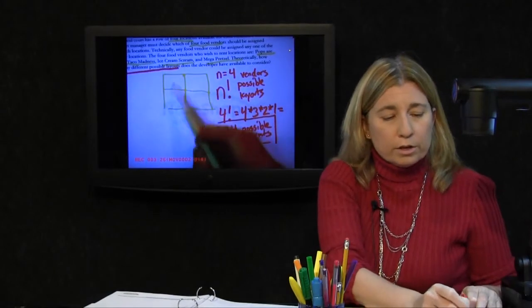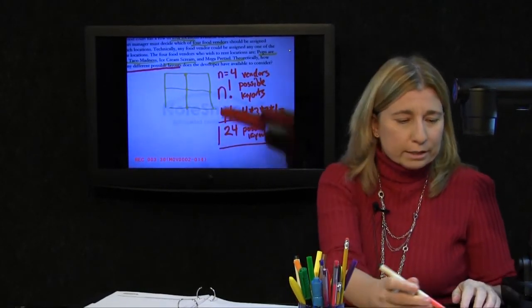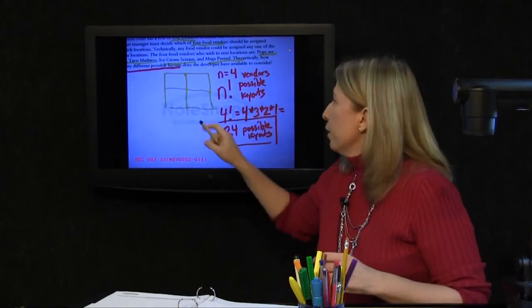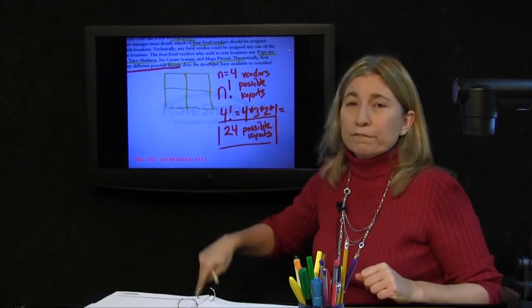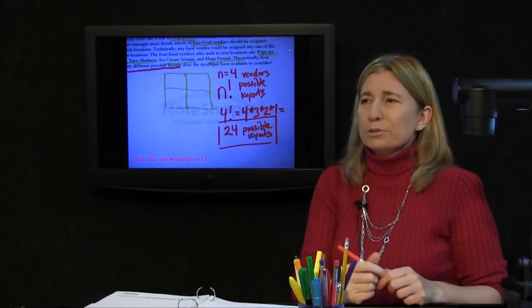Now remember the original size of the problem. There's only 4, Taco Madness, Ice Cream Scream. There's only 4 different things here to locate. There is 24 different possible assignments for them. We just need to pick one.